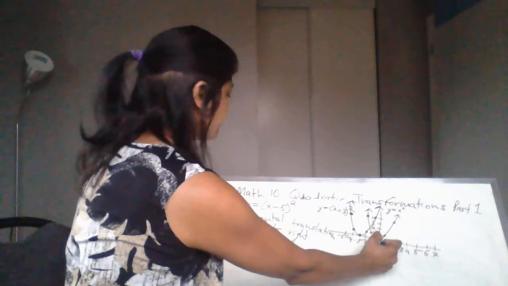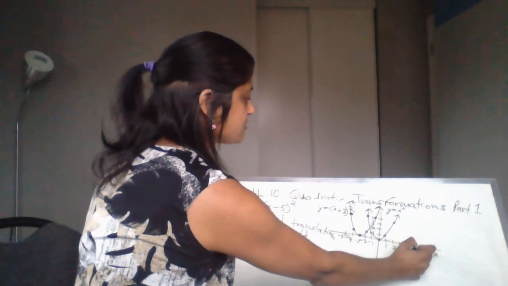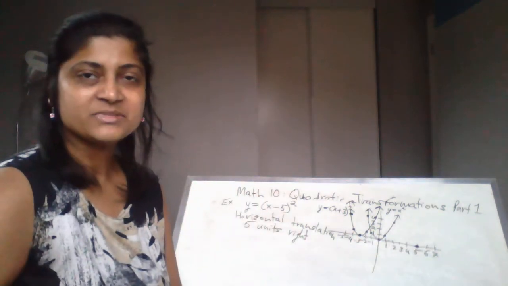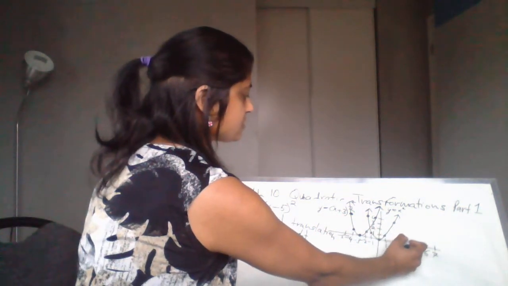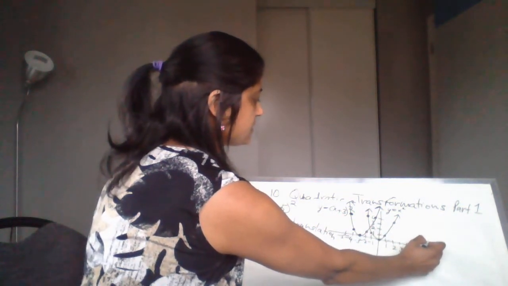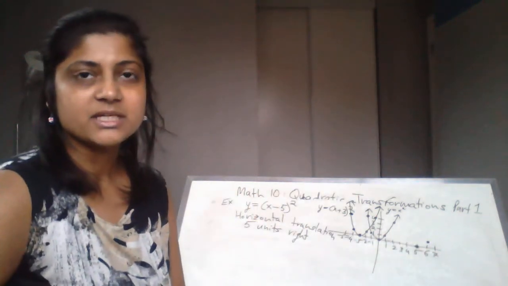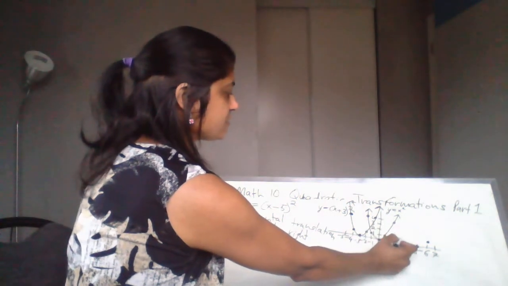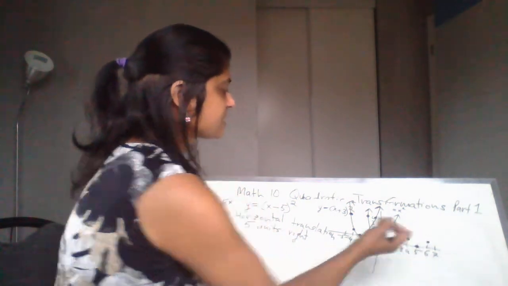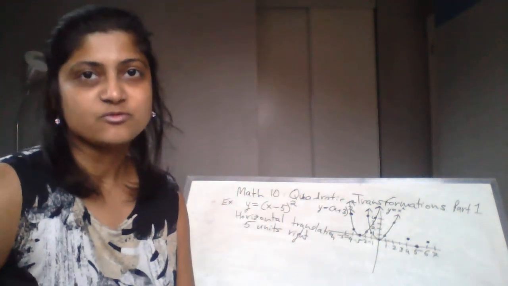So start off with the origin. It's going to move to 5. Then go to the next set of points. So I'm going 1, 2, 3, 4, 5. So the point that's at 1 is going to be at 6. This point is at -1, so 1, 2, 3, 4, 5. The point at -1 is moving to 4.